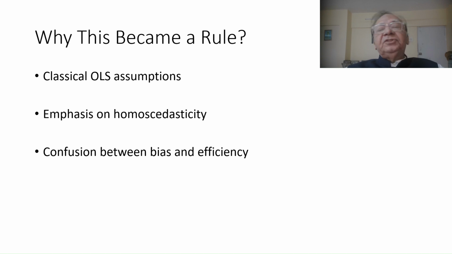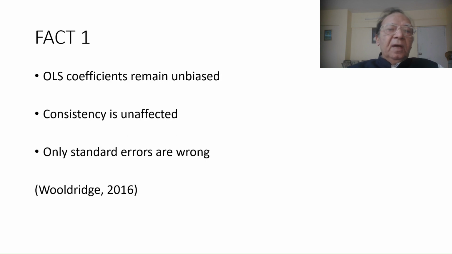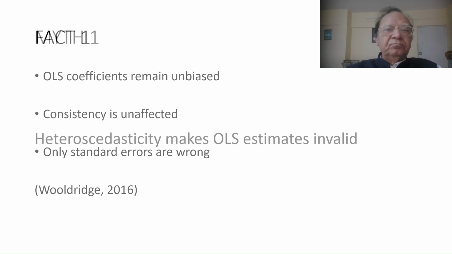Myth 1 versus fact 1. A widespread myth is that heteroscedasticity invalidates OLS coefficients. As clearly explained by Wooldridge, heteroscedasticity does not bias OLS estimates and does not affect their consistency. The estimated coefficients remain correct on average.